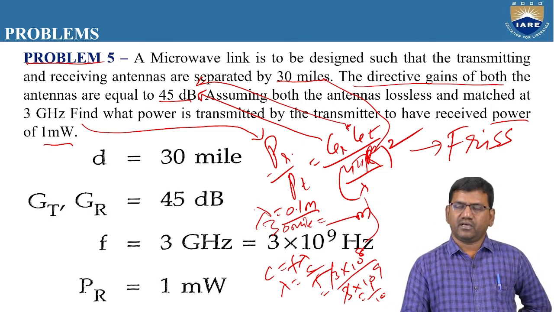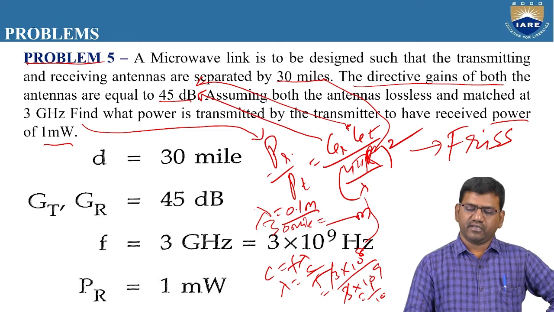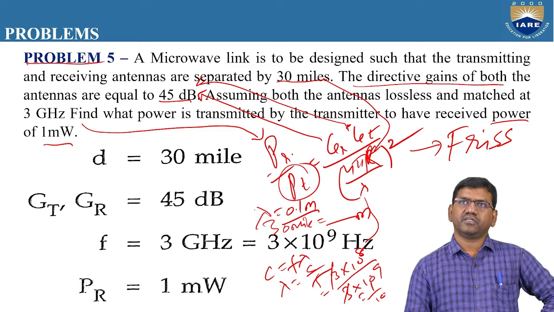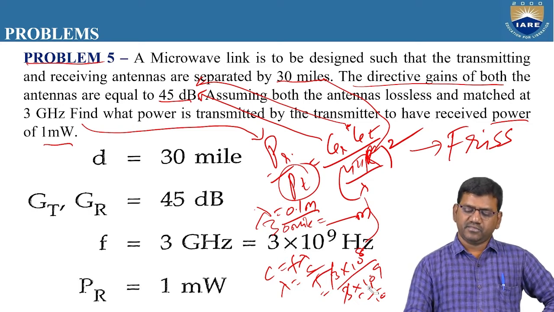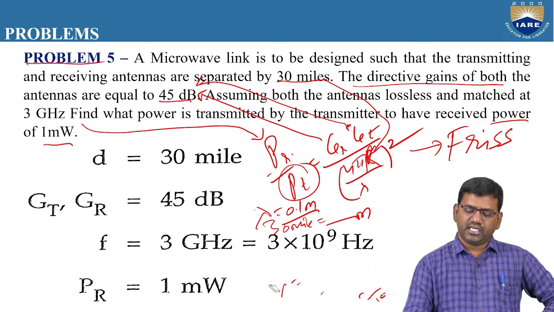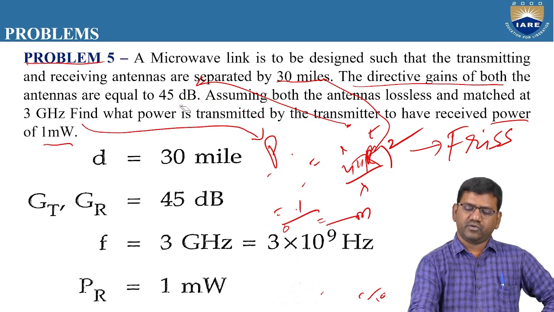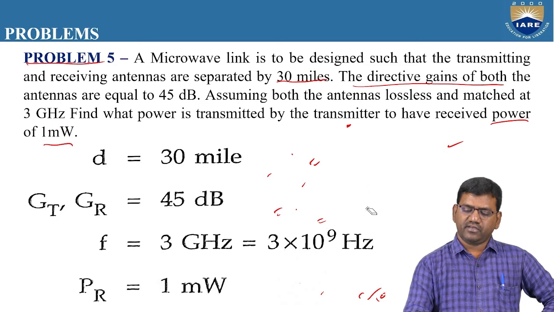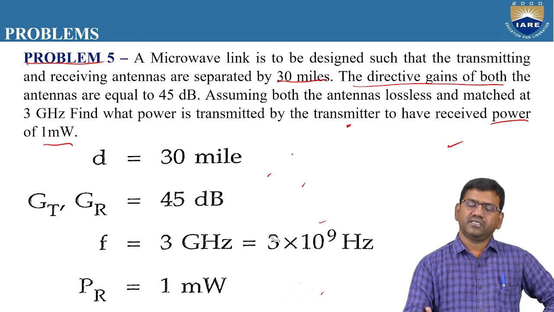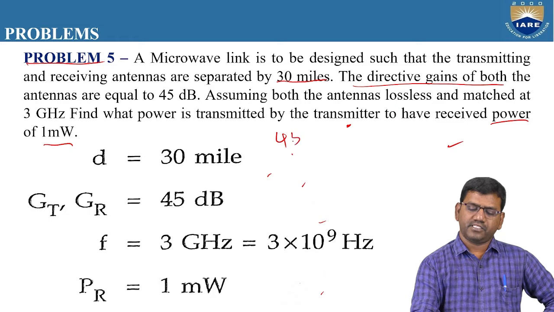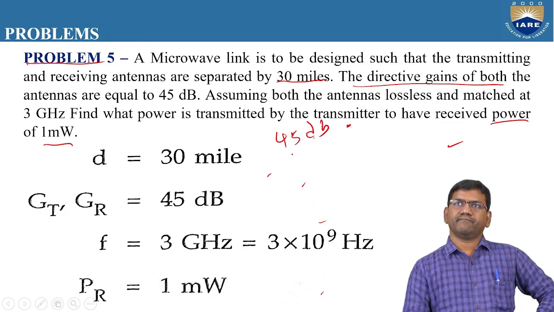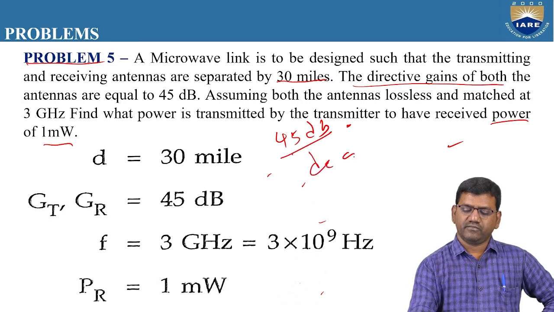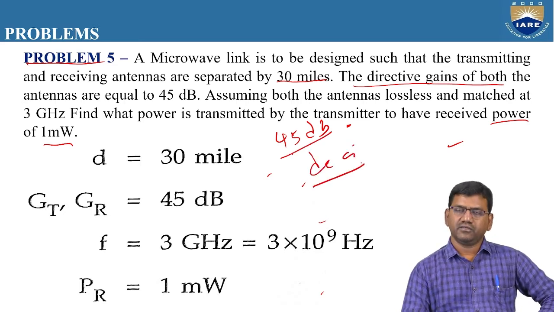So from the problem, all the data is given. The only parameter we need to determine is the amount of power transmitted. You can observe in the problem that the transmitting gain and the receiving gain are both equal, and they are given in terms of decibel value, that means 45 dB. You need to convert this dB value into a decimal value.